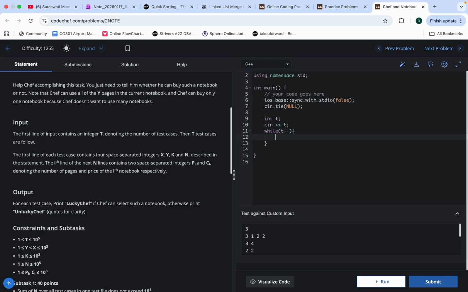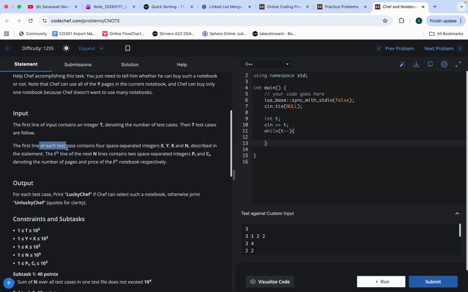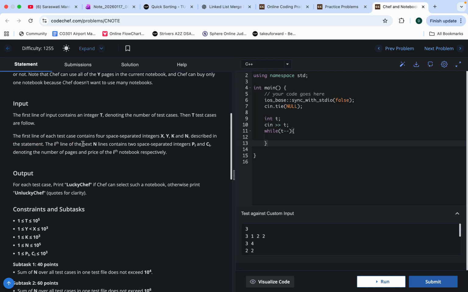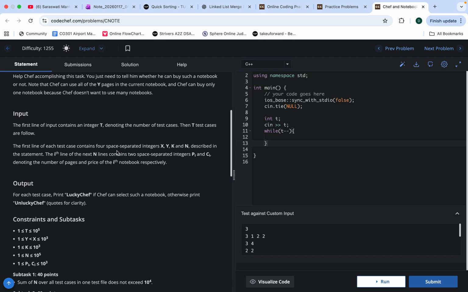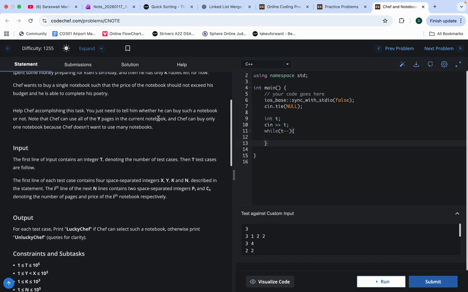And in most of the codes you have to write this thing. Now the first line of each test case contains this and this and this, described in the statement. And the price is this.